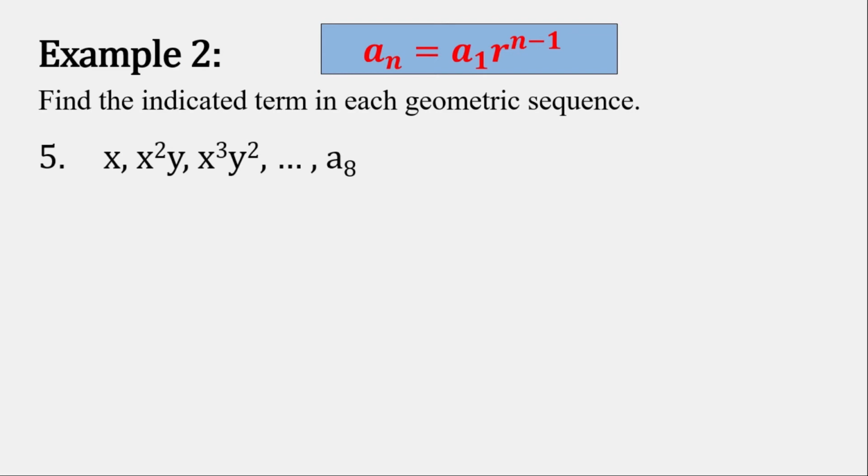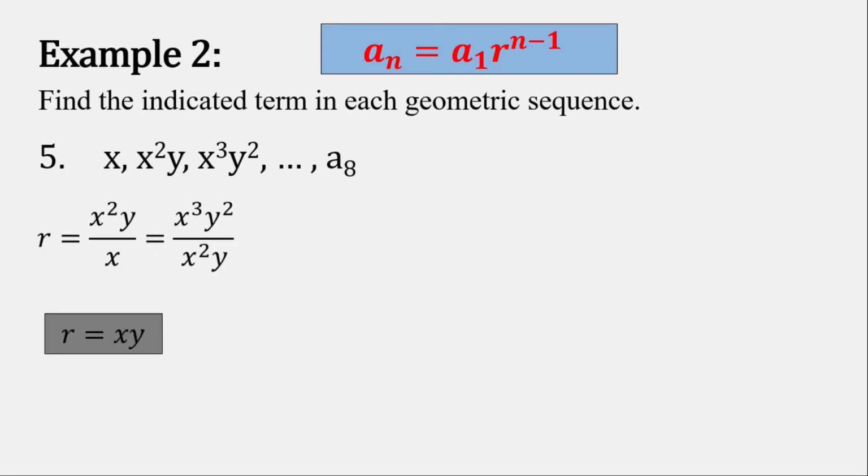Last problem for example number 2 is this. Though it is somehow intimidating for us to see a fraction, just remember the rules of the law of exponent in dividing variables with the same base and has an exponent. So x squared y divided by x, and we get xy as our common ratio.